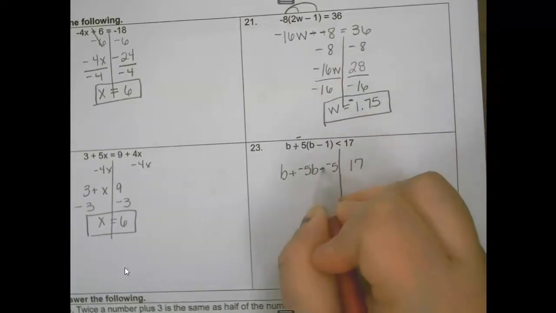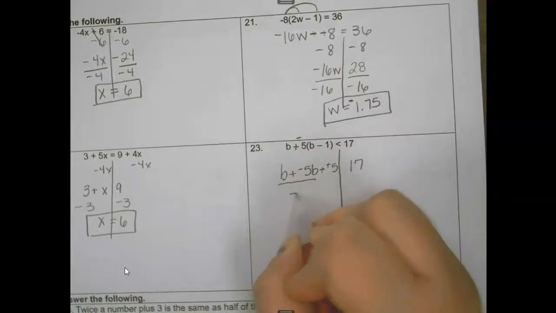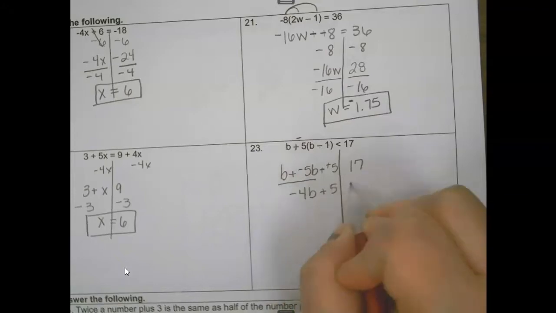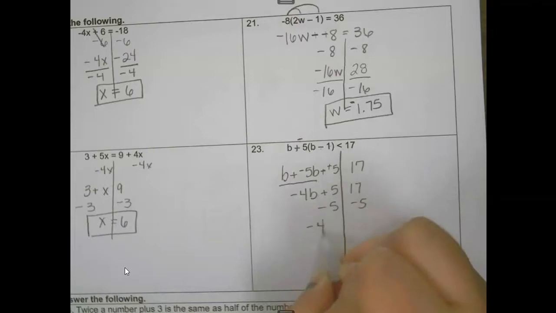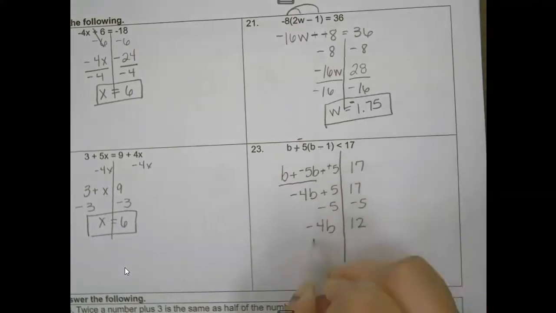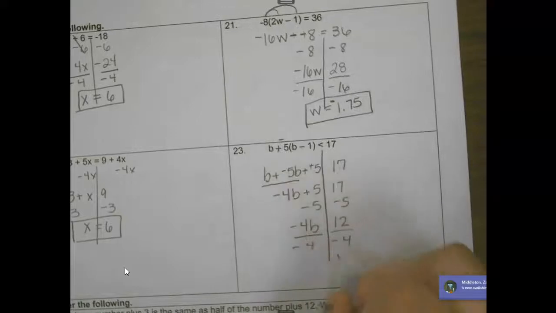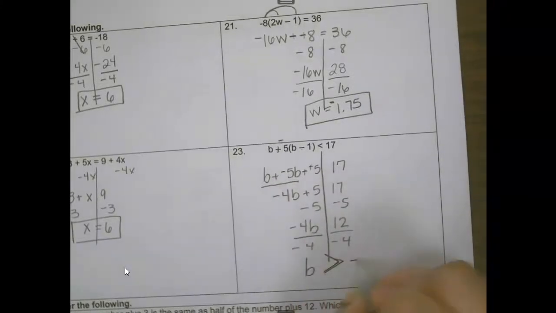So I'm going to add a line, change the sign. b plus a negative 5b is a negative 4b. Plus 5. Subtract 5 from both sides. Negative 4b is 12. Divide by negative. I should have bells, whistles, alarms blaring because I just divided by a negative. When I divide by a negative, I flip the sign. And we get negative 3.